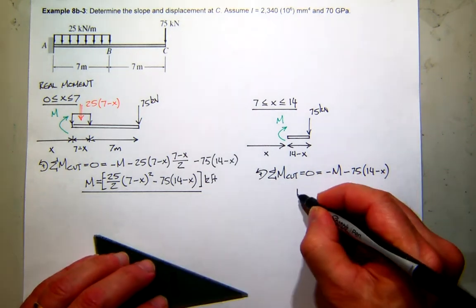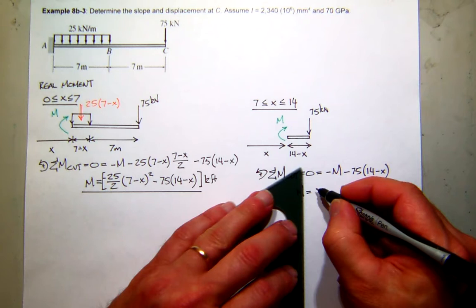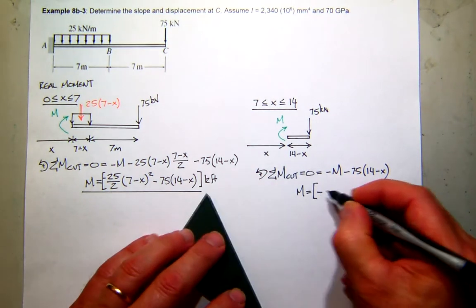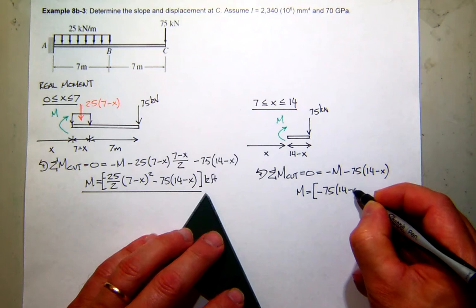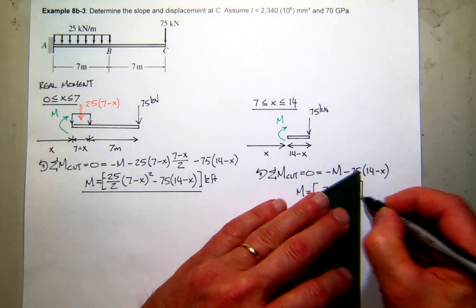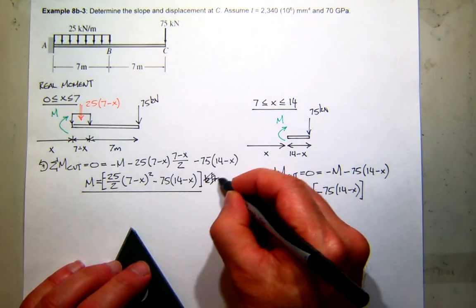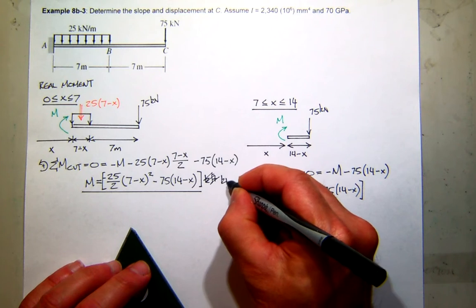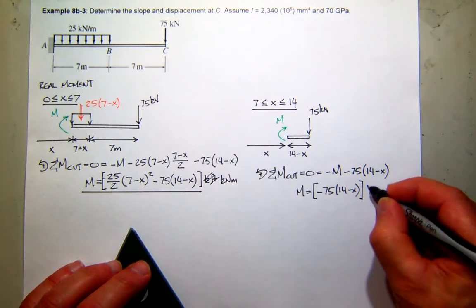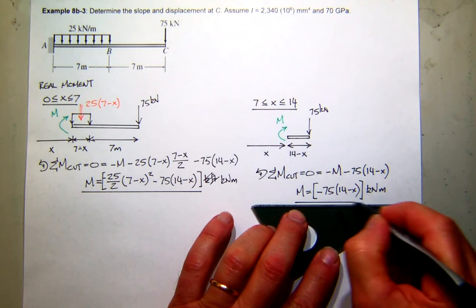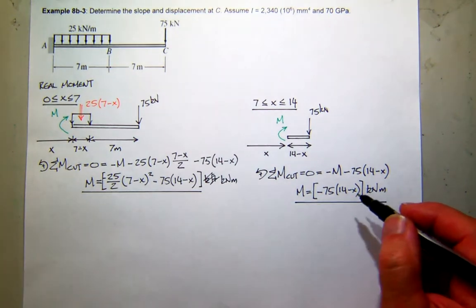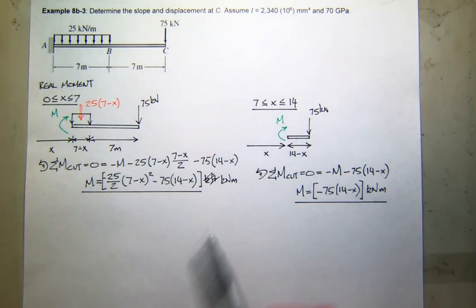Well, that's a little more manageable. That moment then will be negative 75 times 14 minus x. I wrote kilonewton. This is kilonewton meters. So to even be able to write the statement now, all we've done is found two moment equations. What do we have to do next? The virtual beam. Yeah, the virtual beam.